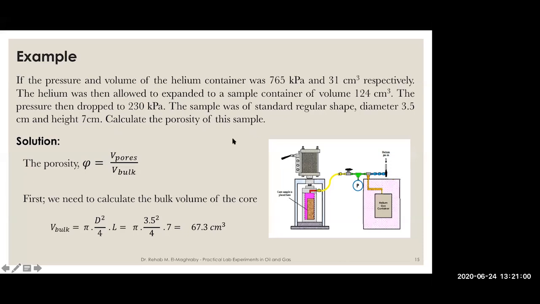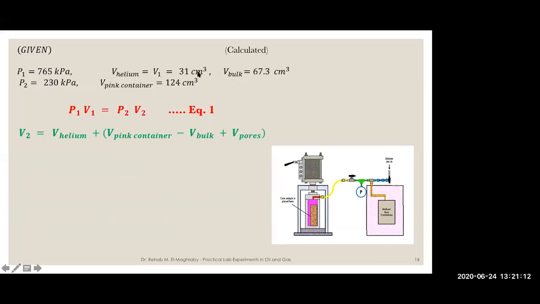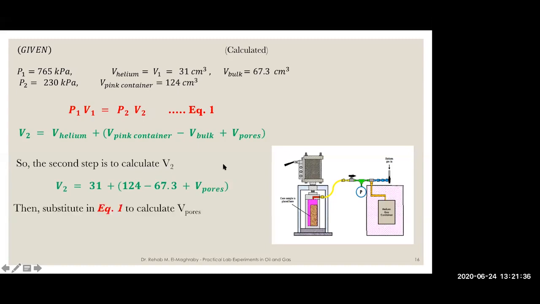If you remember, I gave you one of the equations that follows Boyle's law. V1 was the volume of the helium container. It's given. The volume of the helium container is known and given. V2 was measured. You measured it after the expansion of helium, and the volume of the sample container already is known. So using this equation, the only unknown for both equations is the pore volume. You can try to solve this practice. So you can solve and get the pore volume to be 15.41 centimeter cube.